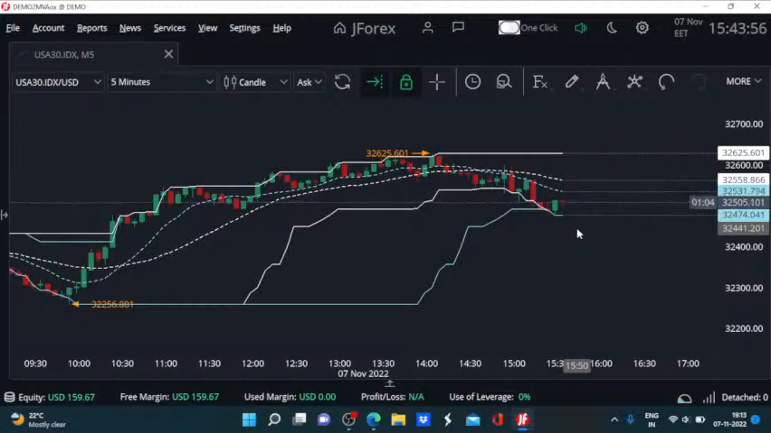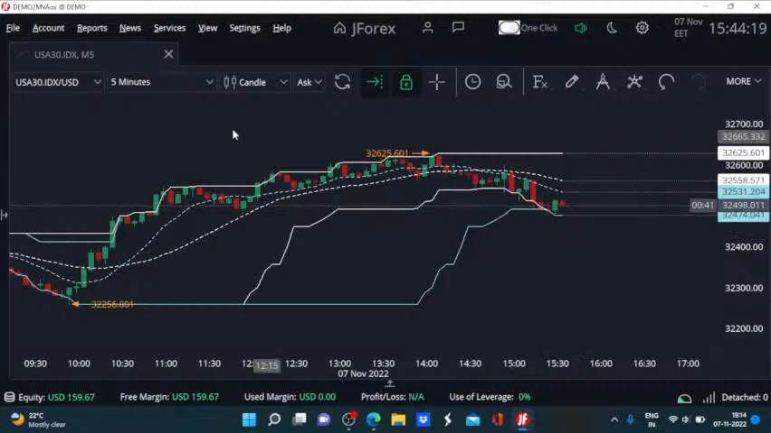So here the momentum is pretty much in line with what we saw in the currency sphere, where most of the major currencies are getting stronger against the dollar. The dollar is on the back foot, and a similar story is also unfolding for the key equity index of the US, the Dow Jones Industrial Average.